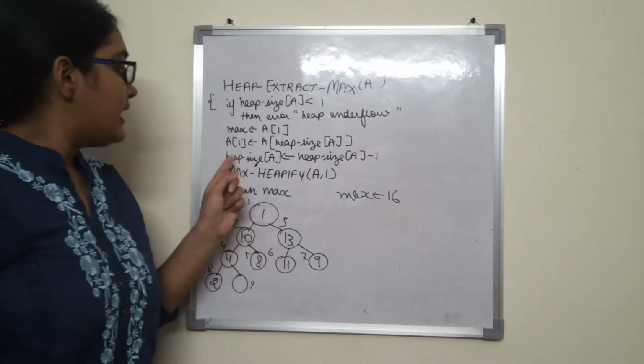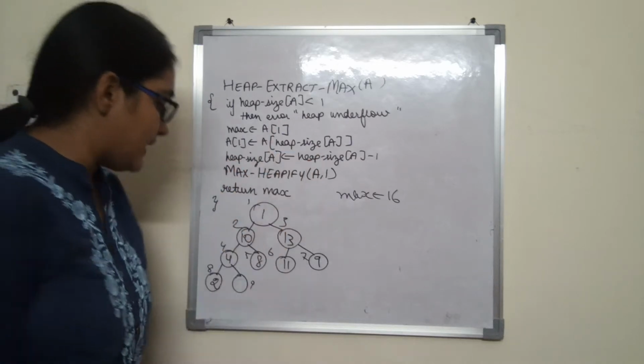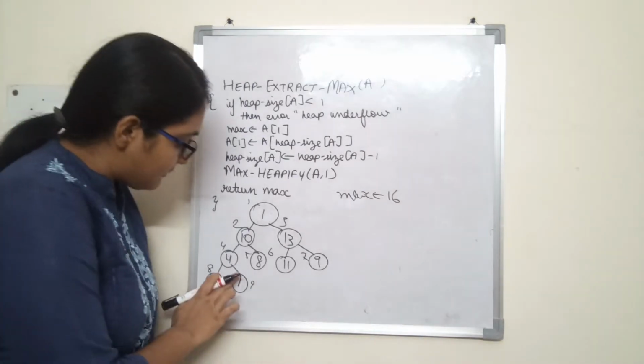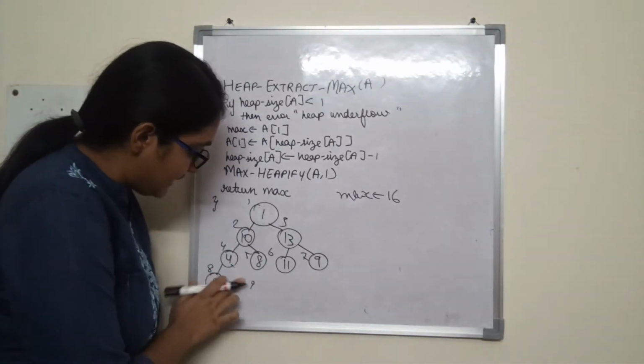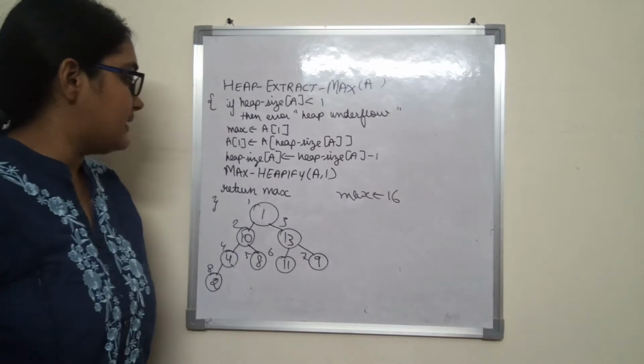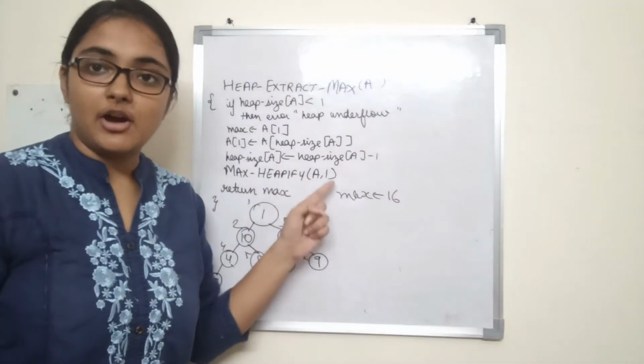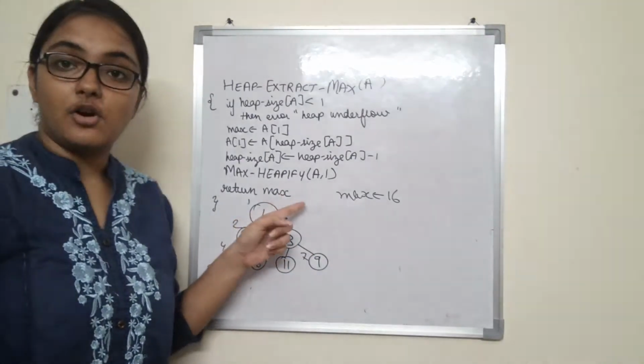Alright. Now heap size of A is equal to heap size of A minus 1. Now we are removing this. Sorry, this was still here, right? Now we are removing this element from the heap, right? Now the heap size has decreased, right? Now the heap size is 8. Now we are calling max heapify with A and 1 on the first node, or on the first index.